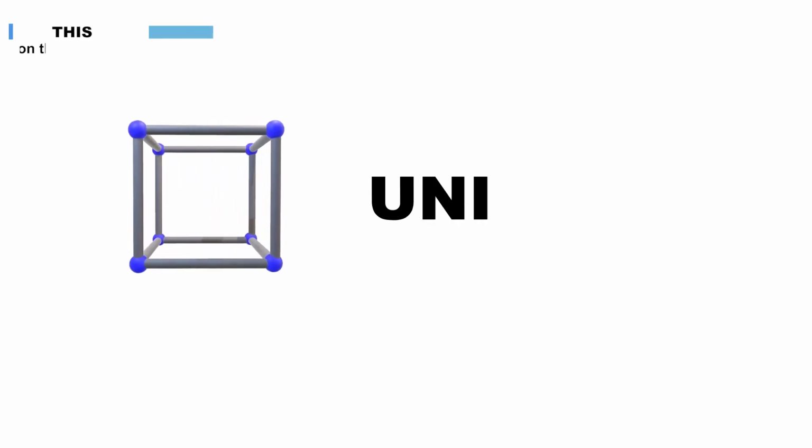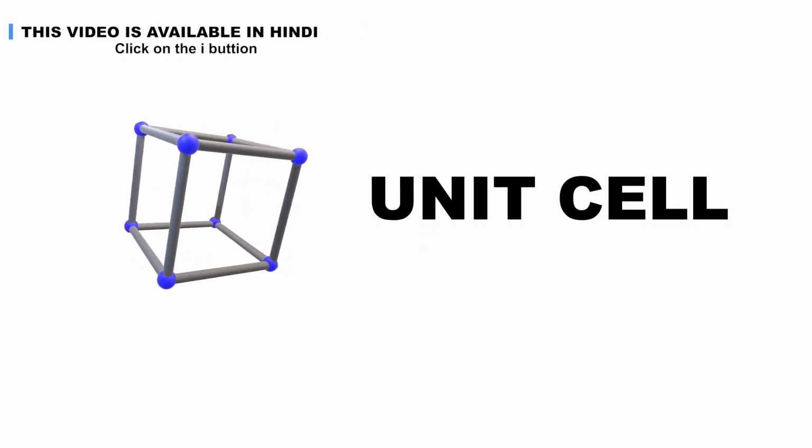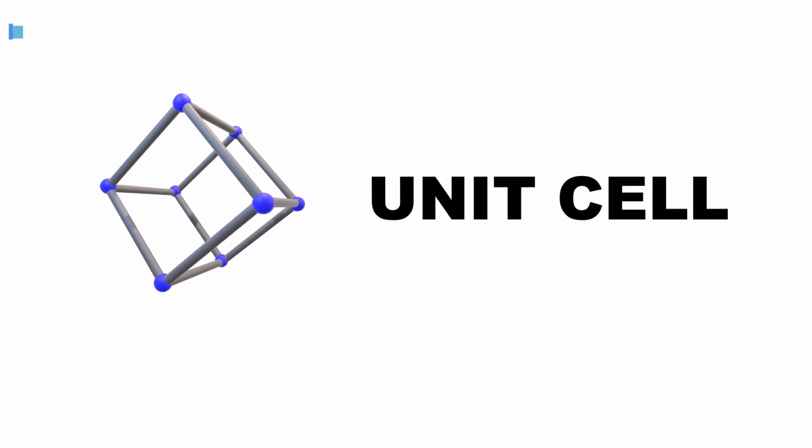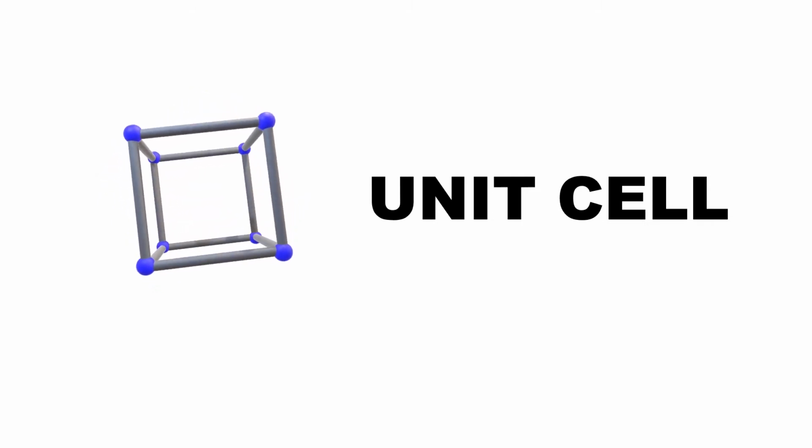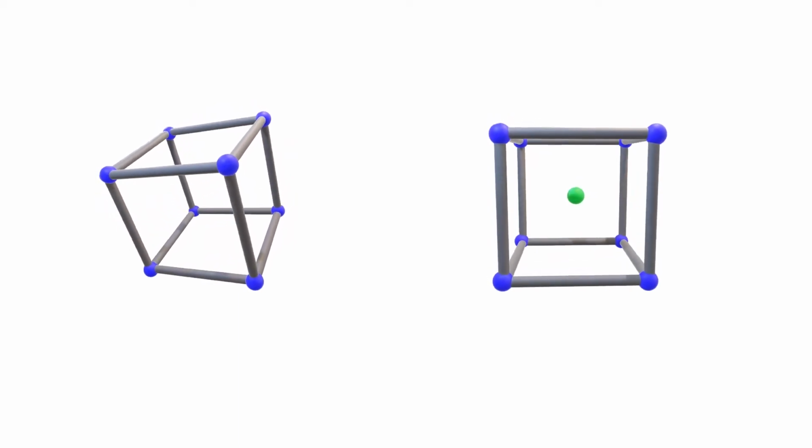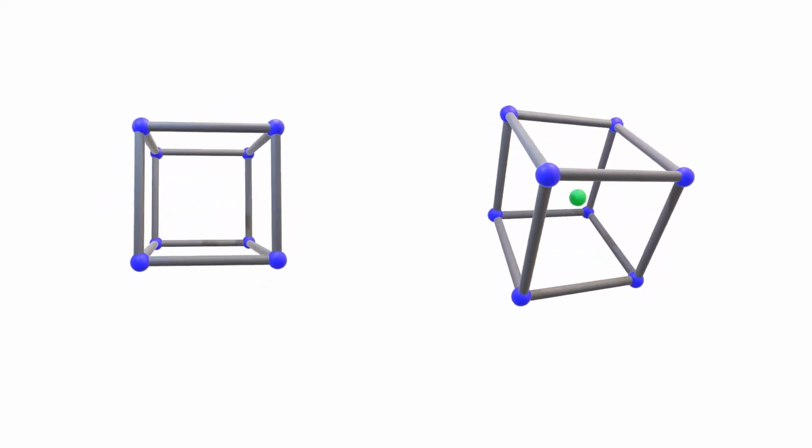Unit cell is the fundamental unit of a crystal system. The entire crystal can be formed by their repetition. But all unit cells are not the same. Some unit cells are primitive cells, while some are non-primitive unit cells.